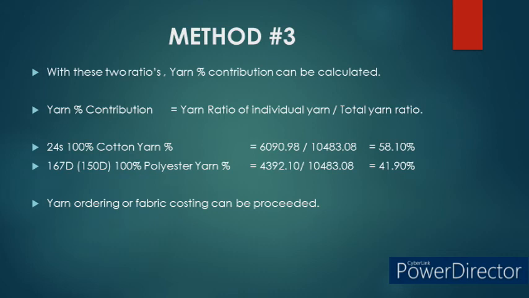Therefore, 24's 100% cotton yarn percentage contribution is calculated using 6090.98 divided by 10483.08, that is 58.10%. In the same way, 167 denier, that is 150 denier 100% polyester yarn contribution is calculated using 4392.10 divided by 10483.08, that is 41.90%. With these two results, the yarn ordering or fabric costing can be proceeded.